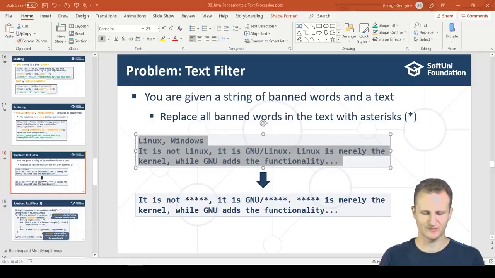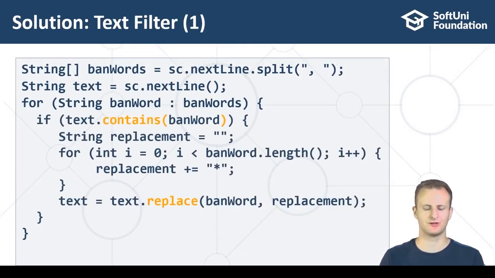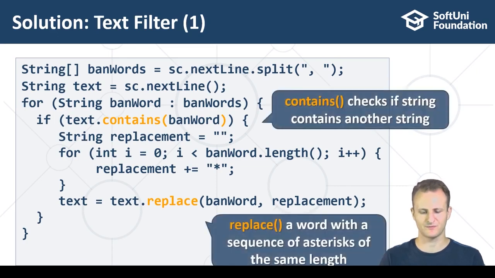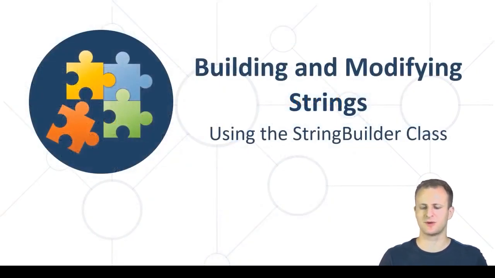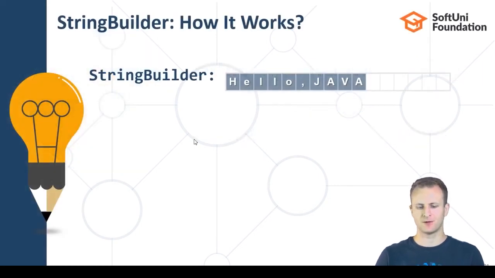That's it. Okay. So we implemented this text filter task, and from here on, we're going to be talking about efficiently building and modifying strings. Now, this replace function is efficient. However, appending strings one after the other, like I said in the beginning of the lesson, is not efficient. So we're going to be talking about how we can do that efficiently, and how we can use the StringBuilder class, what it is, why it's efficient, and so on. So what is the StringBuilder?